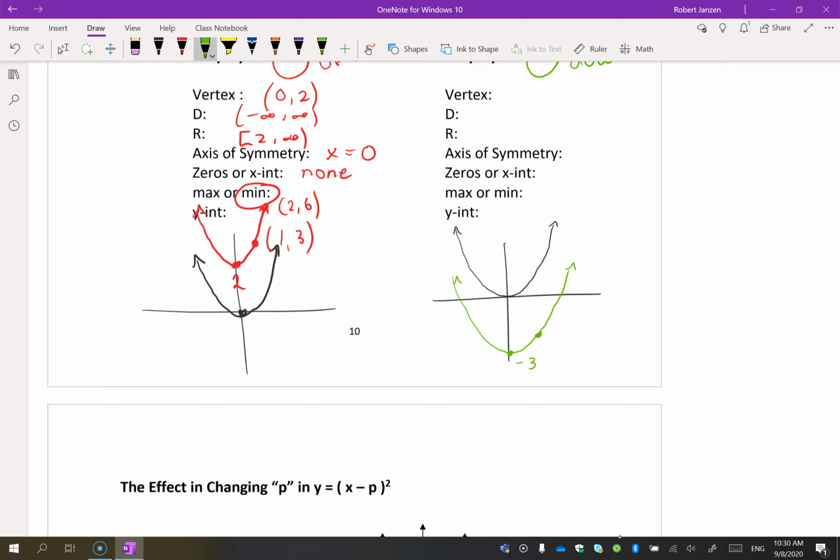Okay, do I know what this value is when x is 1? Originally y was 1. If I go down 3, it's now going to become negative 2. Now, what about these points, the x-intercepts? We're going to have to figure that out in a second.